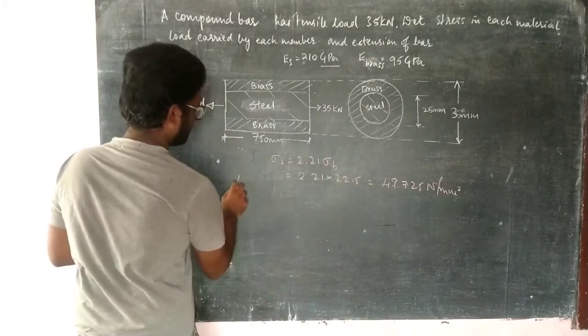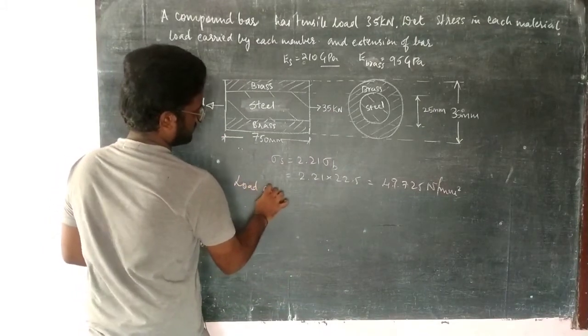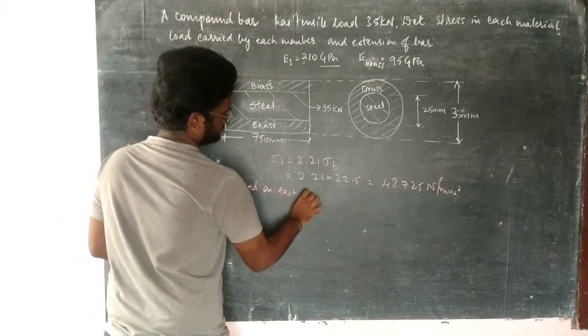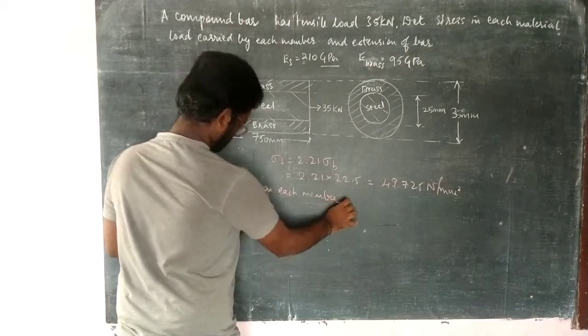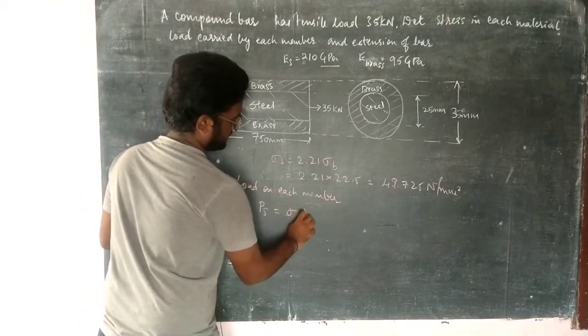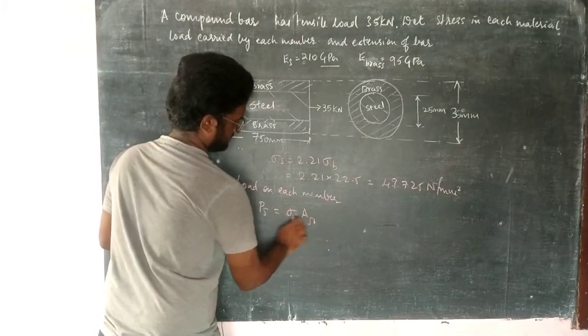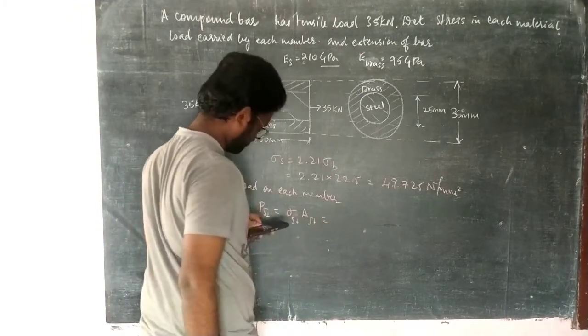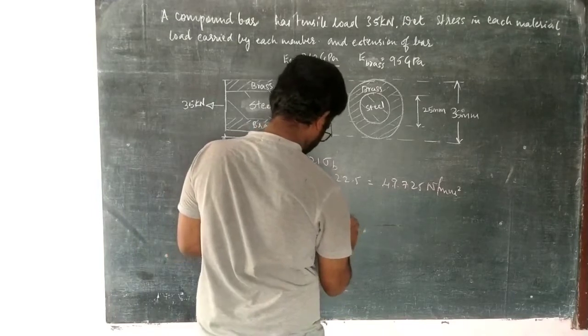Now we'll calculate the load on each member. So PS is equal to sigma into A. Sigma ST was how much?